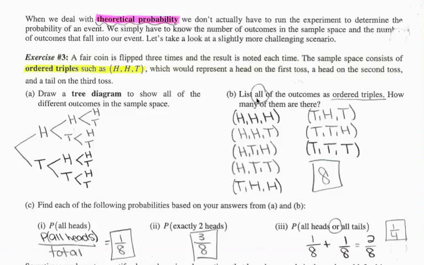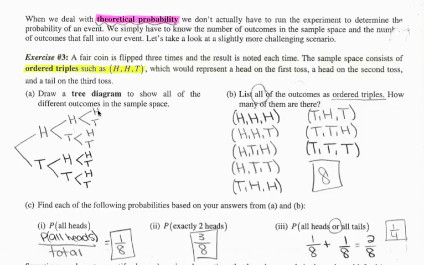Part B asks to list all of the outcomes as ordered triples. So that means we would write H, H, H to represent heads, heads, heads. Then heads, heads, tails, heads, tails, heads, and so on. So once we list all of our ordered triples, they'd like to know how many of them there are. Well, we can count them here, and there are 8.